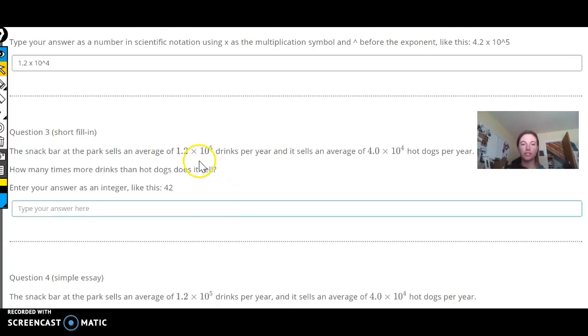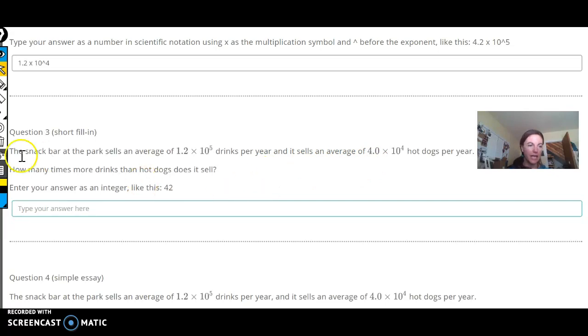So the first thing that I would do is say, okay, I know this is a division problem. I've got to divide 1.2 times 10 to the 5th by 4.0 times 10 to the 4th. I could hop on my calculator and do that, but I also think we can do it with just mental math. So 4 doesn't go into 1.2. But 4 does go into 12.